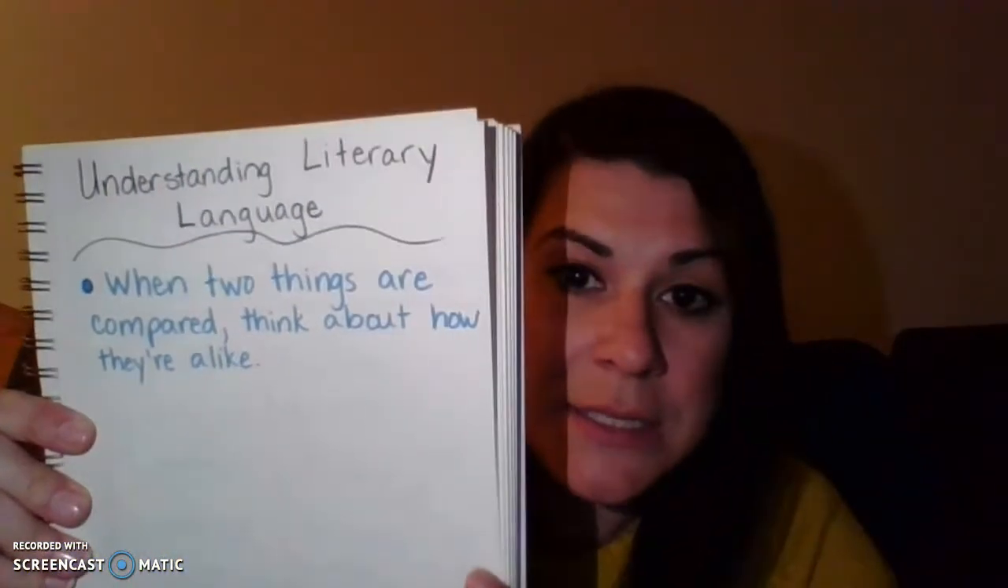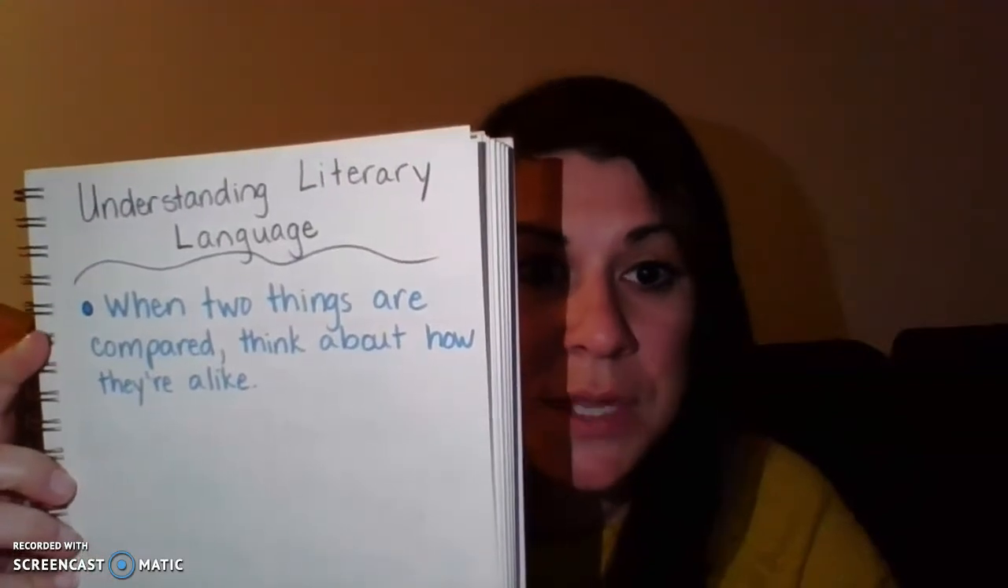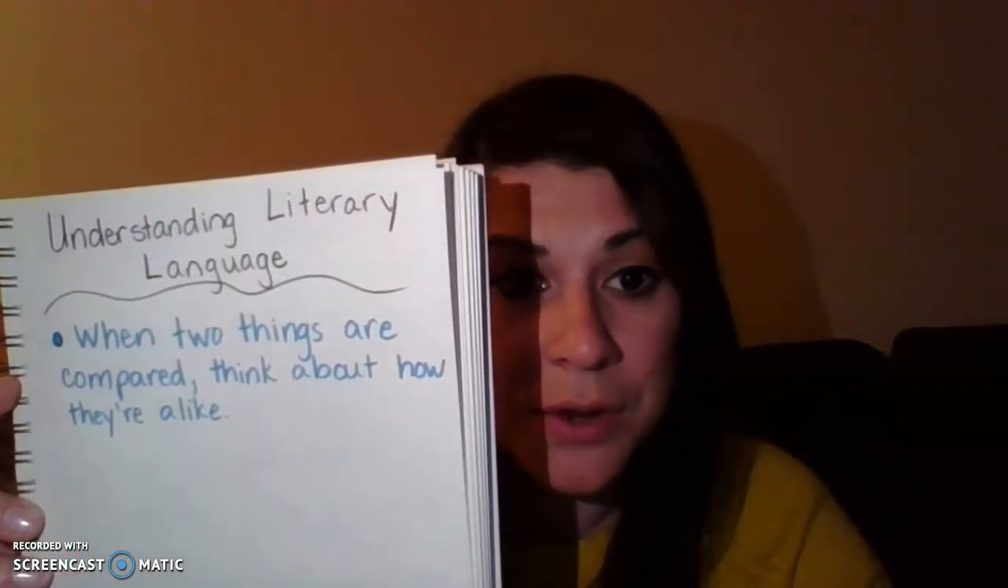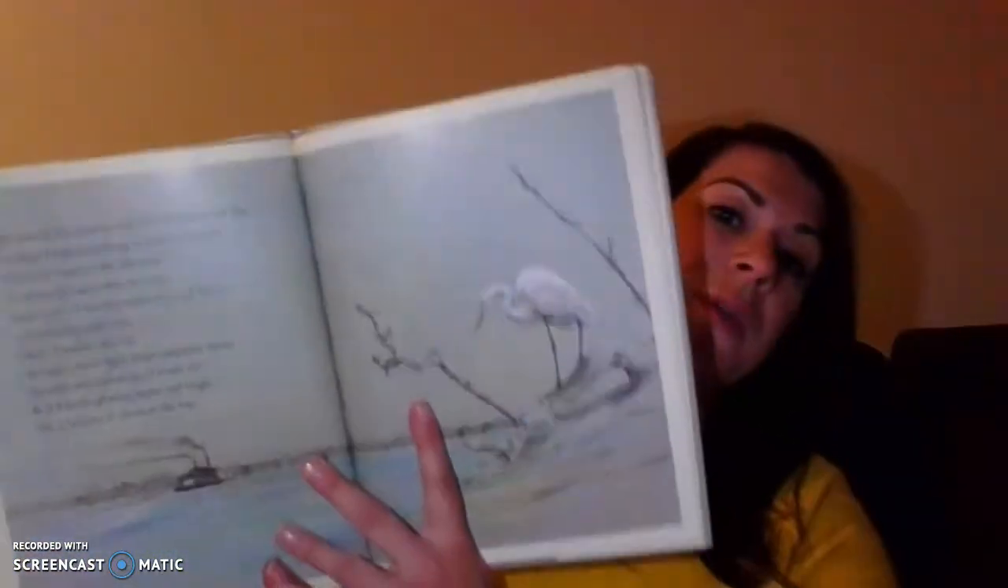And so to do that, I added another strategy to our understanding literary language anchor chart. And today's strategy is when two things are compared, think about how they're alike. So for example, yesterday I shared a page from Red Flower Goes West, if you remember. And it said that the child could see red flower glowing warm and bright like a lantern to show us the way. So they were comparing a flower to a lantern.